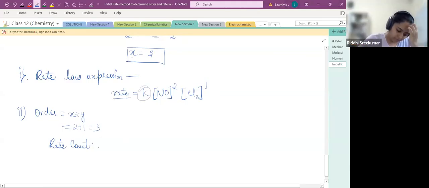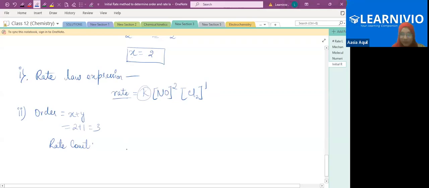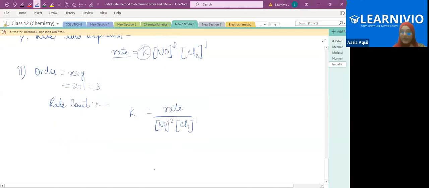So from here you can write the rate constant K is equal to the rate upon the concentration of NO square times the Cl2 concentration. Now put in the value from any experiment. Let's take experiment number 1. K will be, what is the rate? It's 0.60. The concentration of NO is 0.15 square and Cl2 is again 0.15.